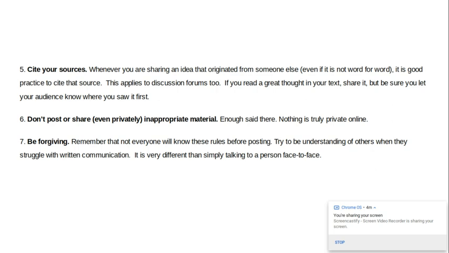At the start of the year, we all signed a contract for the Chromebooks, and that contract still exists and is still in order. Be respectful and keep that in mind in everything you do. And then be forgiving. Remember that not everyone will know these rules before posting. So that's why I wanted to go over it with you. And if you see someone mess up, say, hey, you should do this next.